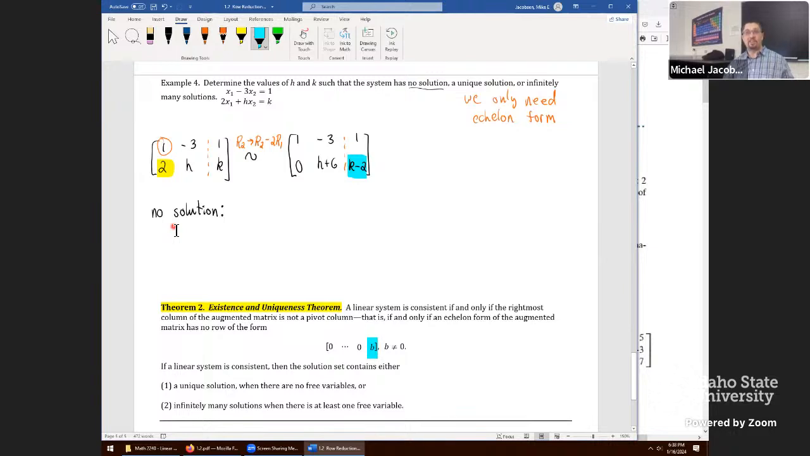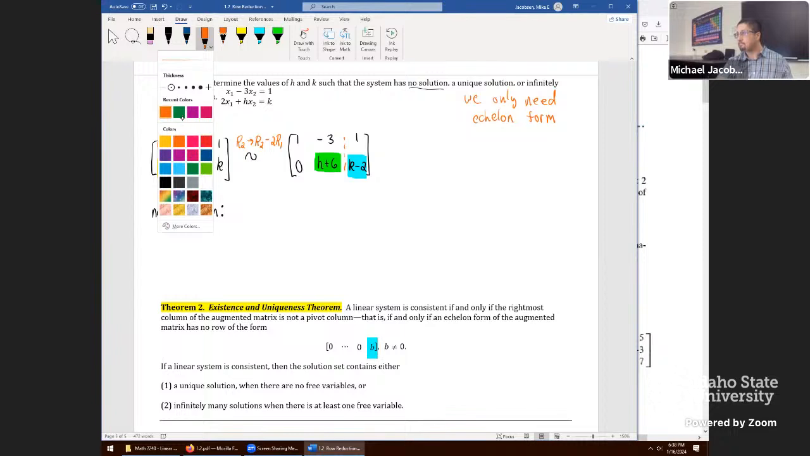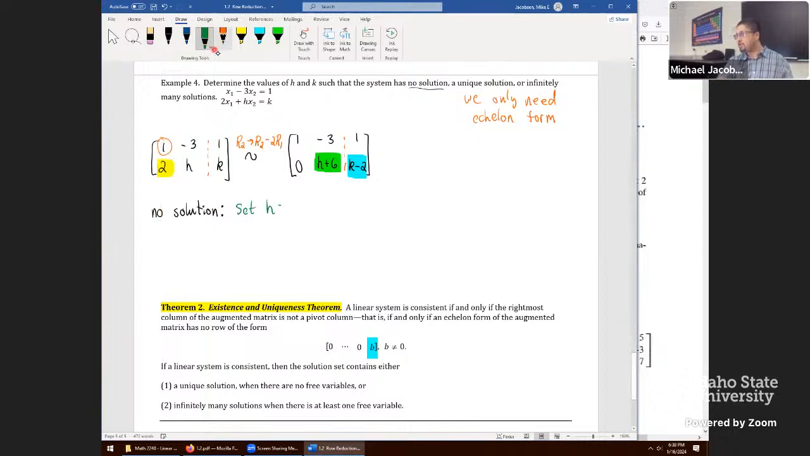Does that make sense to folks so far? Okay, so in order to make that happen, let's color code these just so we know what we're looking at. In order for a pivot to be right here, what would you say has to happen to h plus 6? What value should h take right here? Exactly. If we put a 0 there, no pivot in that location. So set h equal to -6.